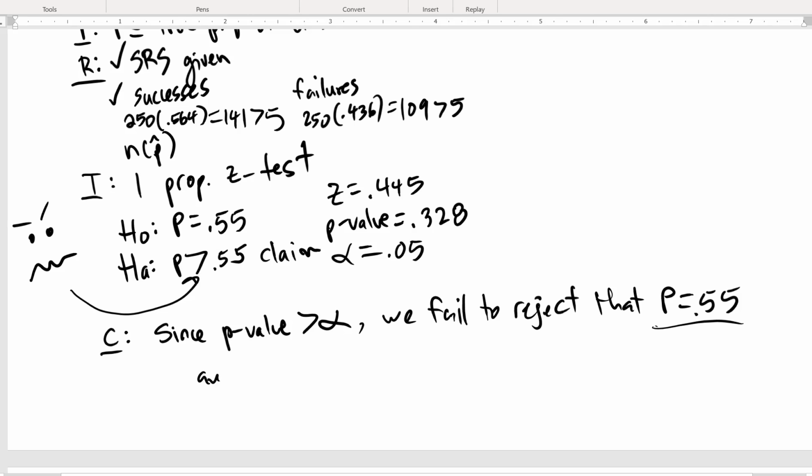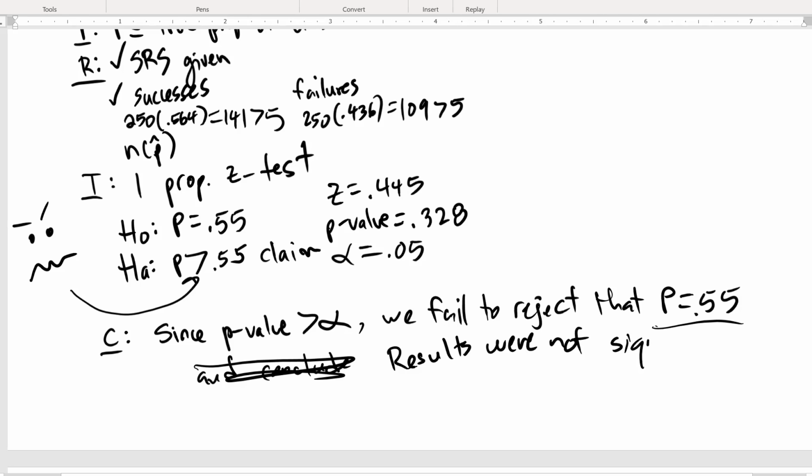And conclude the nothing. So leave that alone. See, I was going to fall for it, right? Don't do it. If you want to write something else here, write the results were not significant. We could not disprove the claim. Okay? So that's going to basically be it for running the test.